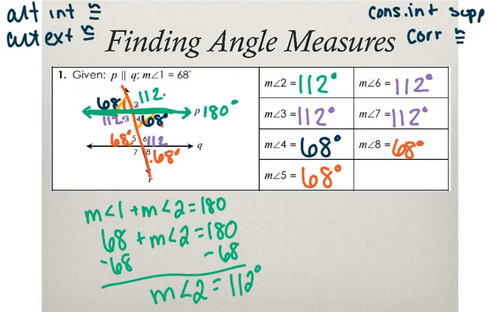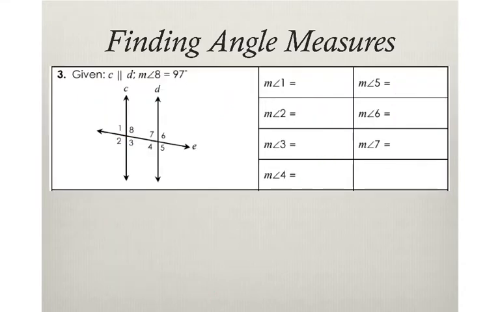Okay, let's try another one together. So I'm going to jump to number 3. In number 3, I know line C is parallel to line D. Line E right here is my transversal. Measure of angle 8 is 97 degrees.